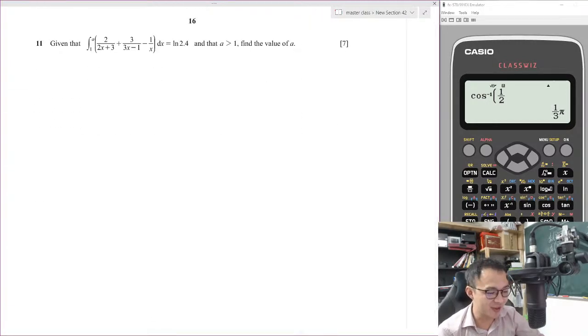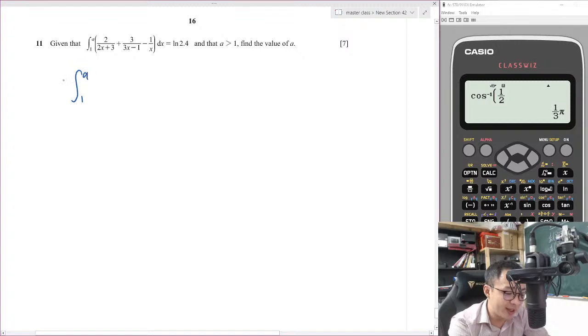Alright, so last question here. They asked us to integrate this one and the result equals ln 2.4, and a is bigger than 1. Find the value of a here. Alright, we have a lot of ln here. Okay, so let's do it.